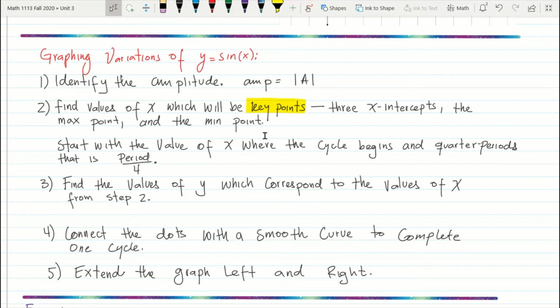Step number 3 will be to plug in the values of x that you found to create the corresponding values of y that go with it. Again, connect the points so that it creates a smooth curve and makes one complete cycle. And then in order to get a better graph, you're just going to extend both to the left and to the right in order to get a continuous, more complete graph.